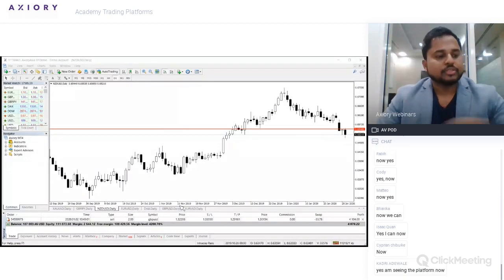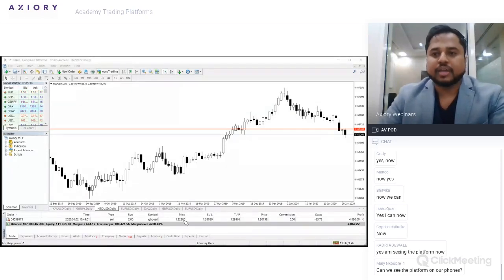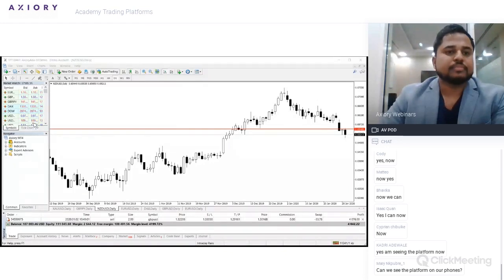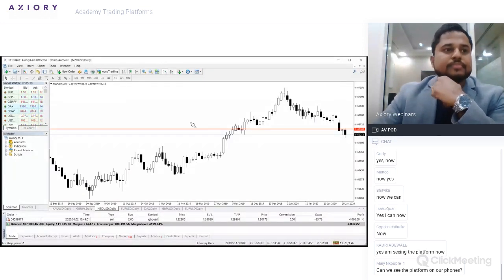Once you get the login username and password, this is the MT4 platform. You can go here, log into trade account. There you can give the username and password.